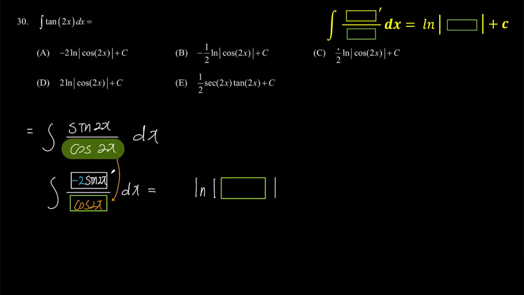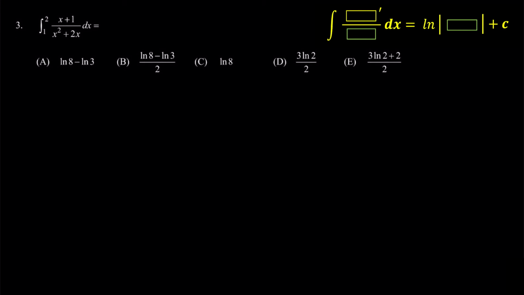Since the original problem didn't have the negative 2 multiplied, we'll divide it by minus 2. We'll also divide the right answer by negative 2 and fill the green box with the cosine 2x. The answer is B. Another fraction problem.